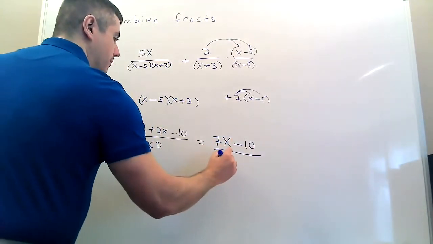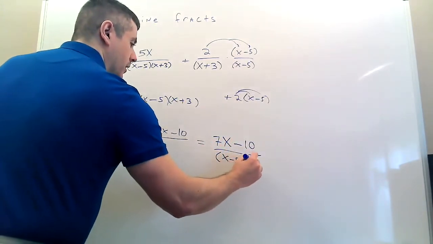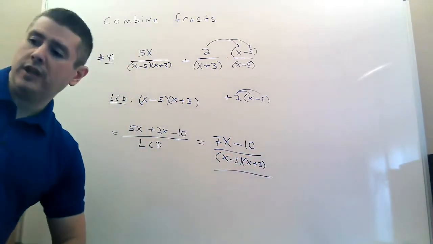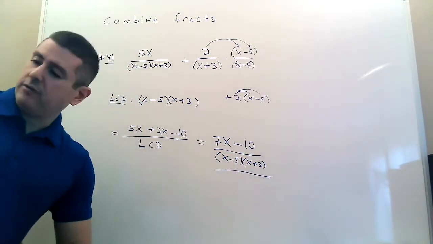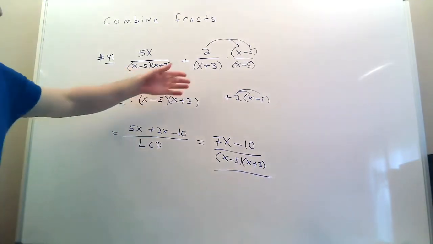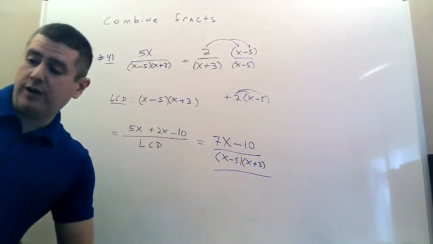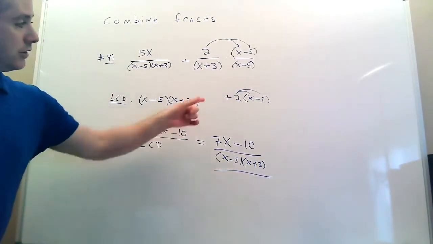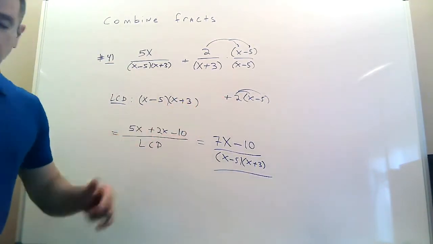And on the bottom, I had my LCD. X minus 5, x plus 3. Yay! See, it's not that bad. Just keep track of it. This is the important thing, that you factor, right? If you factor this wrong, then that's it. The whole thing is going to be wrong. You're going to put the wrong thing on the other fraction, and it doesn't matter what you do at that point. So as long as you're careful, collect, don't do anything silly.